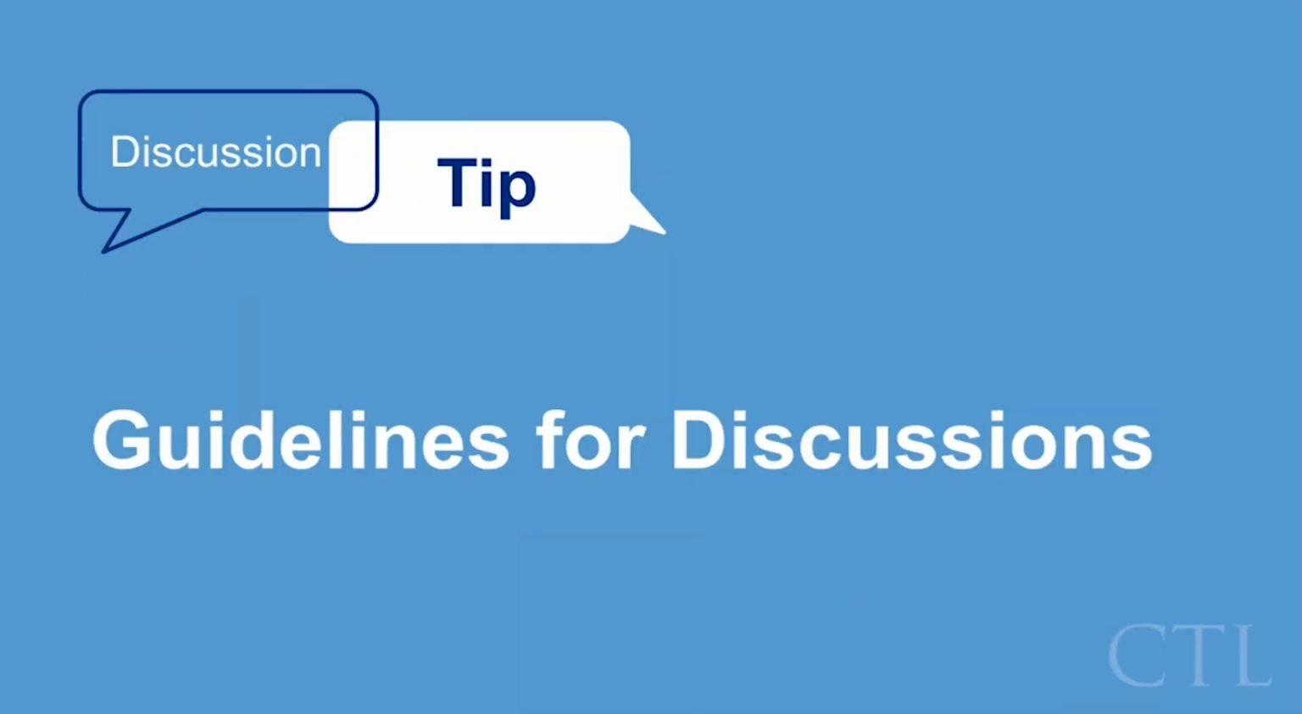Discussion tip: guidelines for synchronous discussions. Establish discussion guidelines as a way to communicate expected behaviors and etiquette to students. Invite your students to revise, contribute to, or co-construct these guidelines. This will help encourage students' ownership of the guidelines.